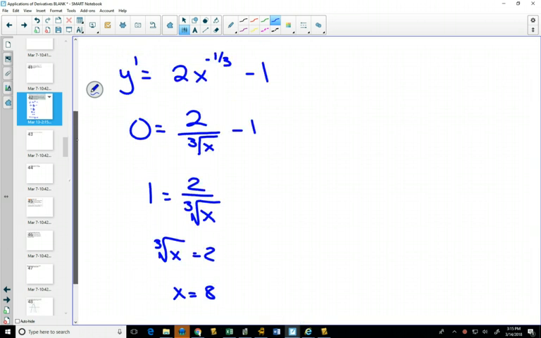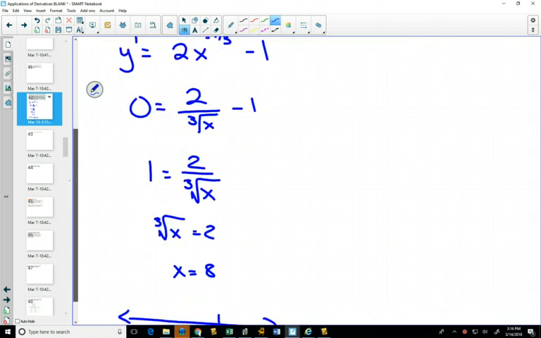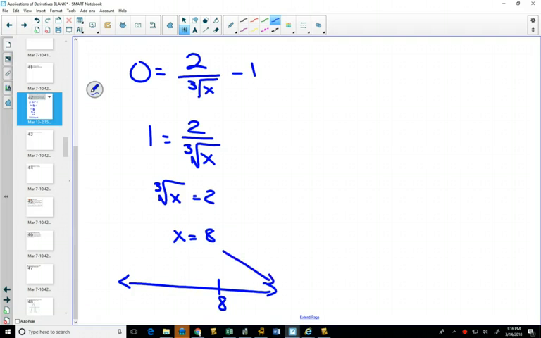So you're going to plug in 10, go to your derivative. The cube root of 10 is not a nice number. Let's choose 27. That seems like a better number. So if I plug in 27, the cube root of 27 is 3. 2/3 minus 1 will be negative. So choosing something bigger than 8 means my function is decreasing.